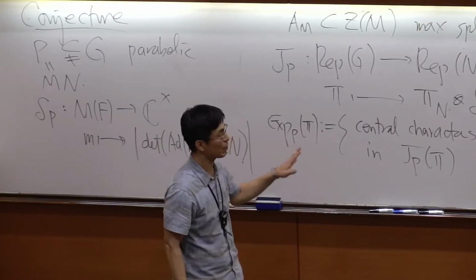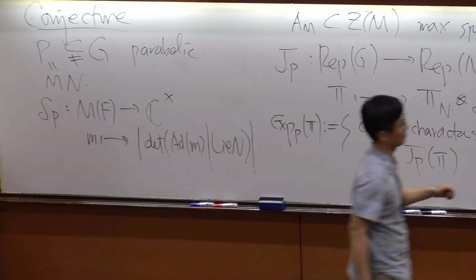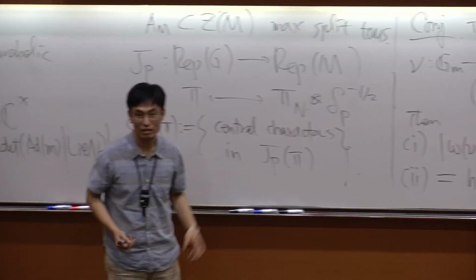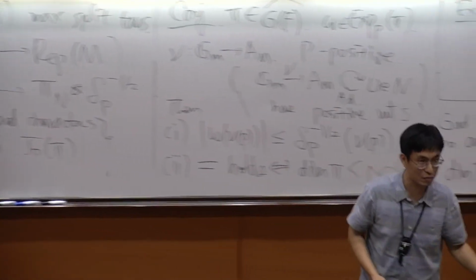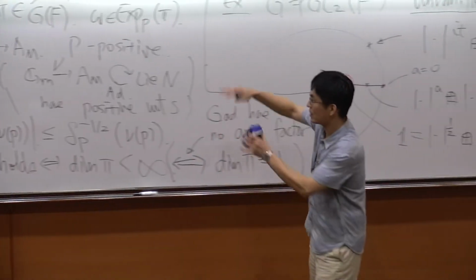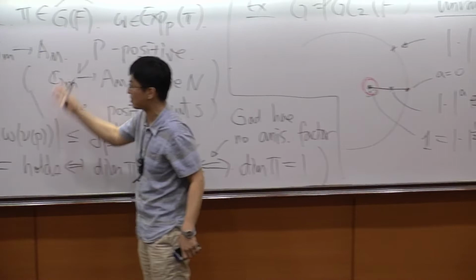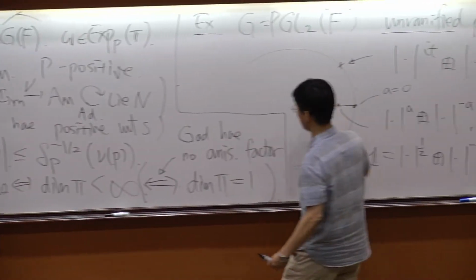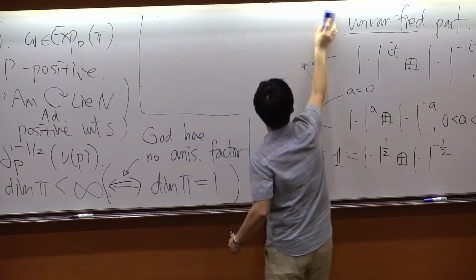Yeah, I fix a parabolic, and for each parabolic, I have this. And of course, P is a proper parabolic. So if G is anisotropic mod center, then this is vacuous. And of course, if it's anisotropic mod center, then every irreducible representation is finite dimensional. So that's not an interesting case.